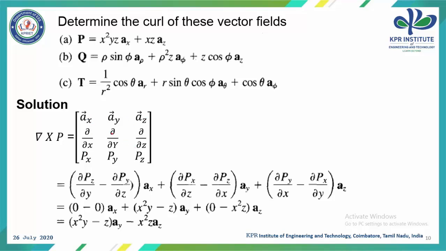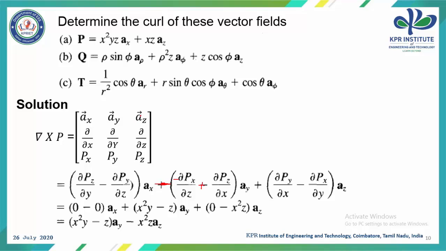What is the final result? ∂/∂y of Bz ... ∂Pz/∂y minus ∂Py/∂z. Yes, so this is the first term. For the second term, it is a minus sign. This column and this row are hidden. So what is the remaining? ∂/∂x into Pz minus ∂/∂z into Px.